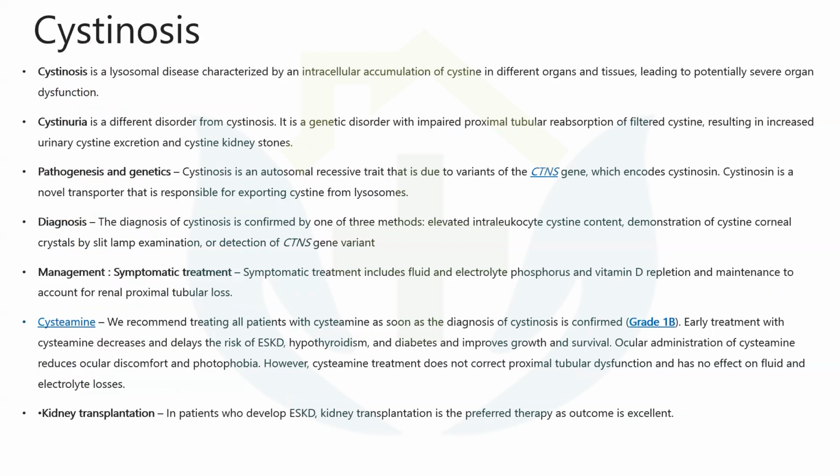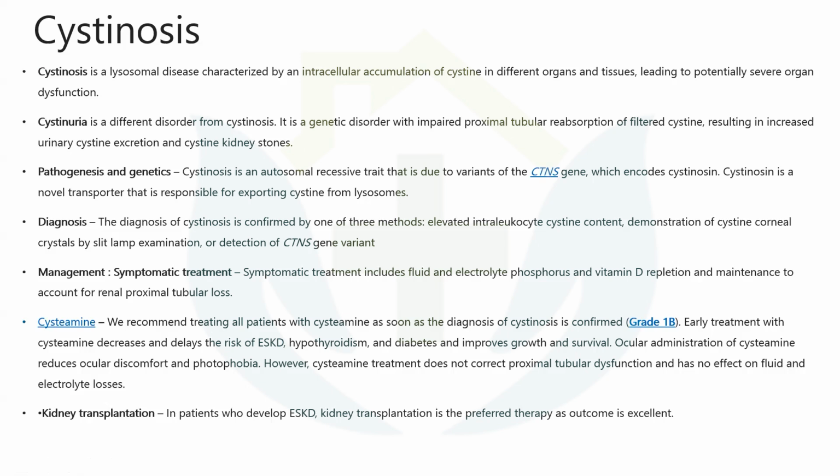Now the next topic is cystinosis. Cystinosis is basically a lysosomal disease. It's characterized by intracellular accumulation of cystine. So cystine is accumulated in the cell itself and in different organs and tissues, which basically causes organ dysfunction.